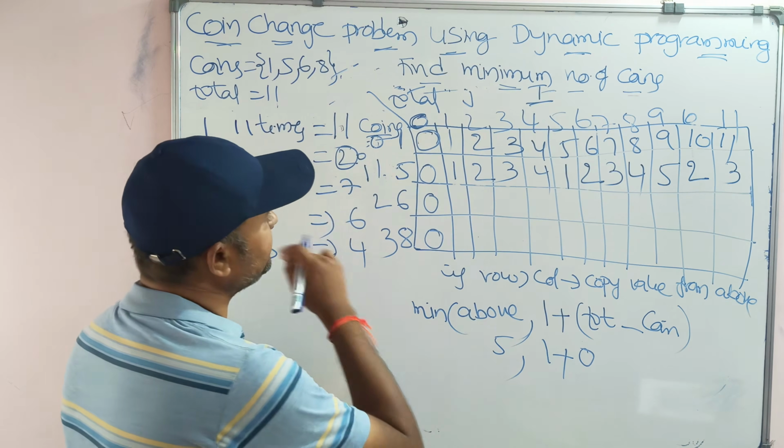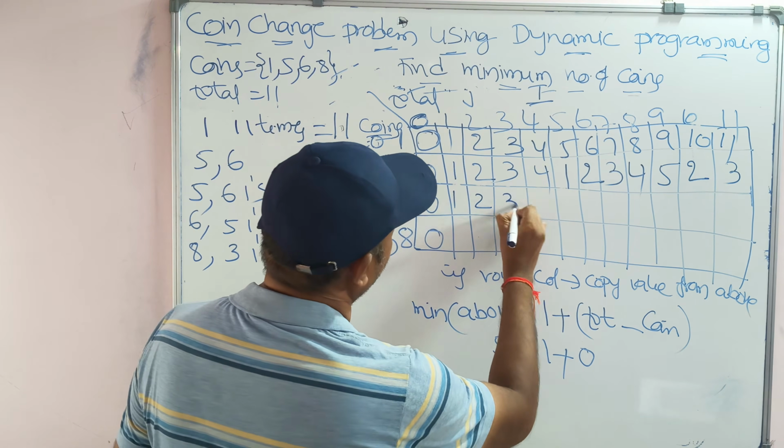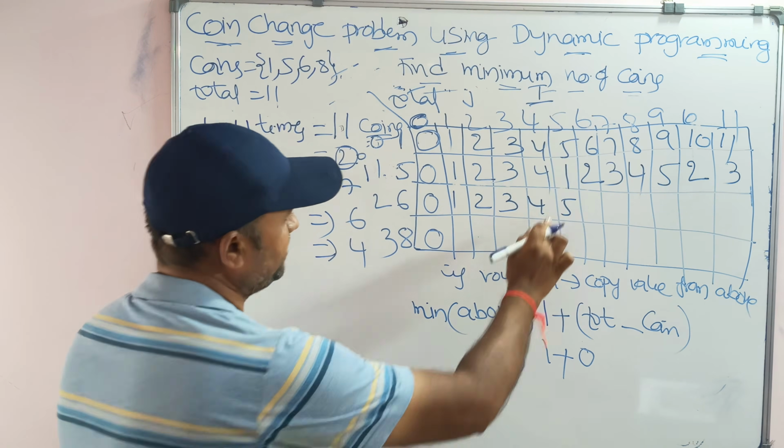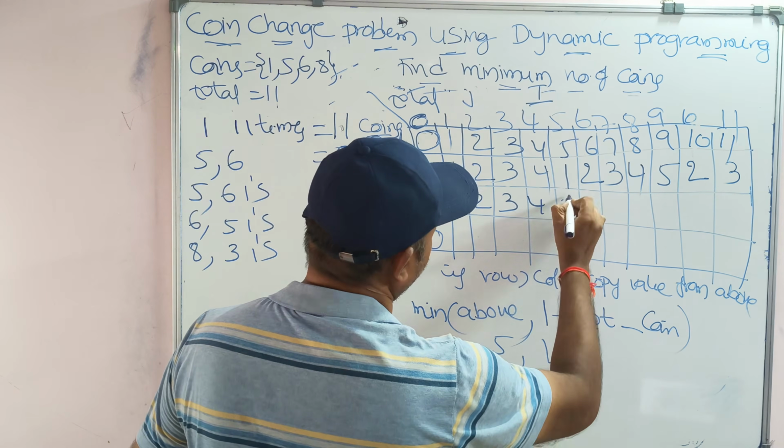Next, 6 is greater than 1, so simply copy the value. Next, 6 is greater than 5, so simply those values are copied. I am sorry. Here what is the value? Here the value is 1.